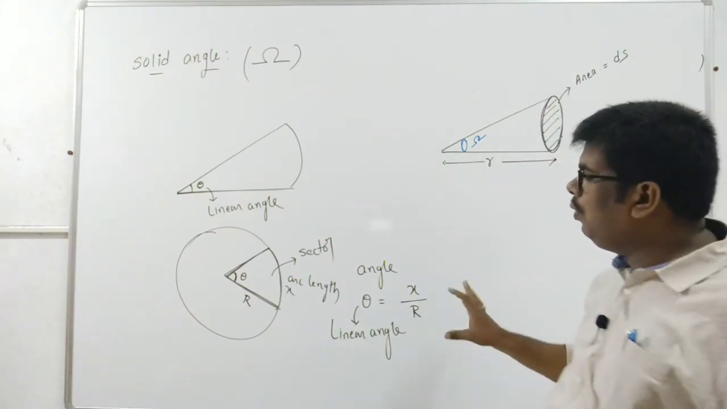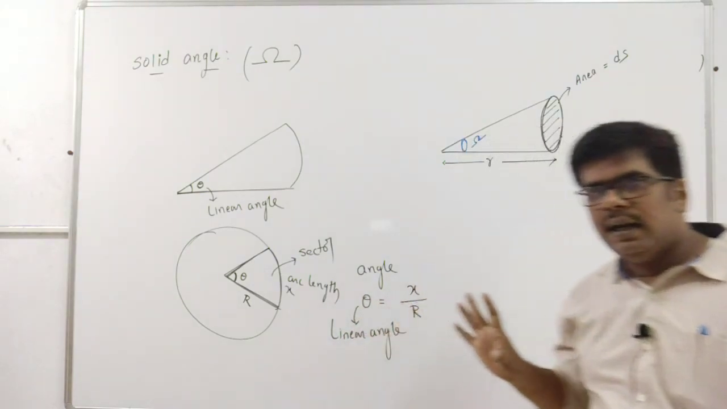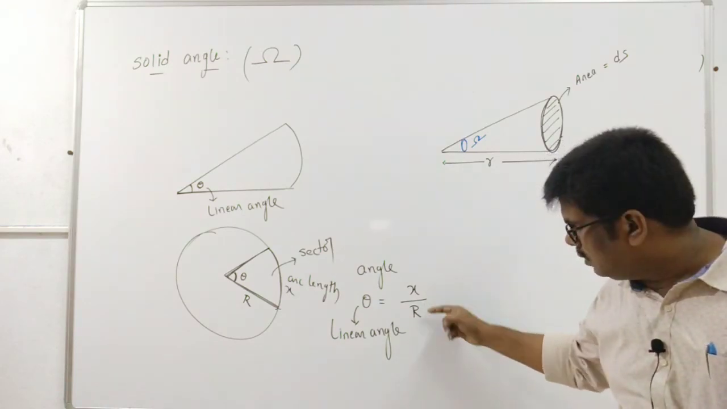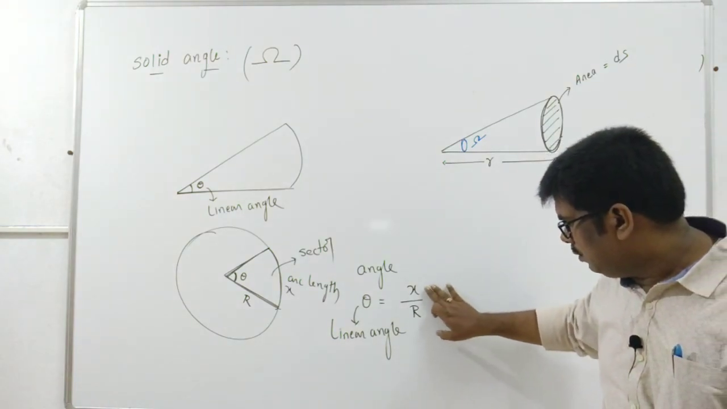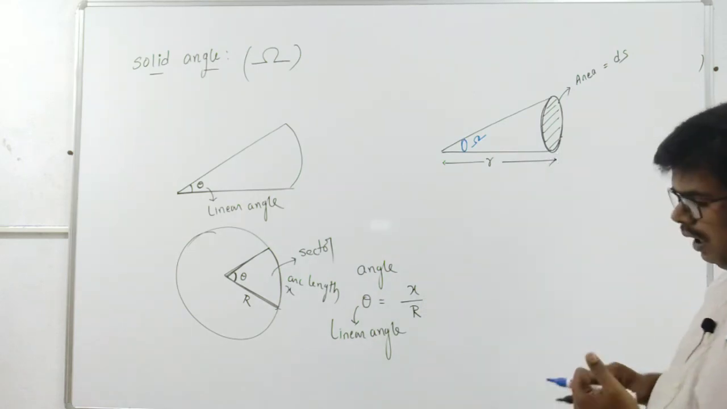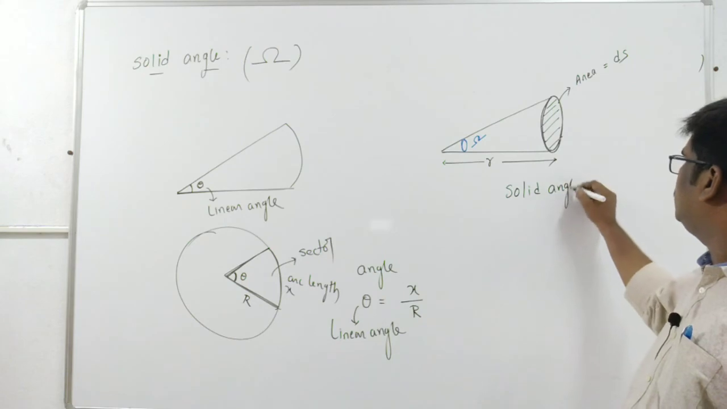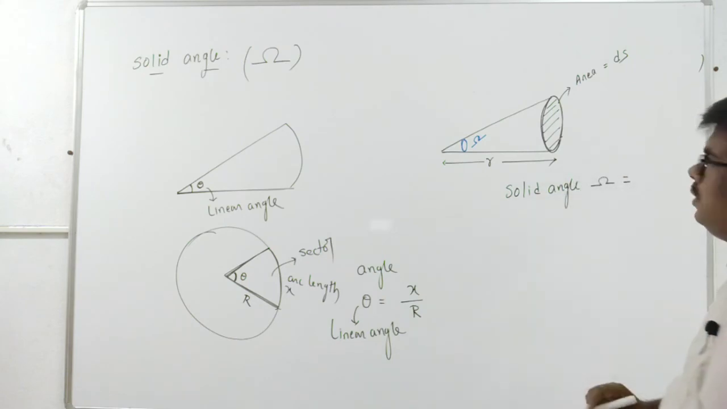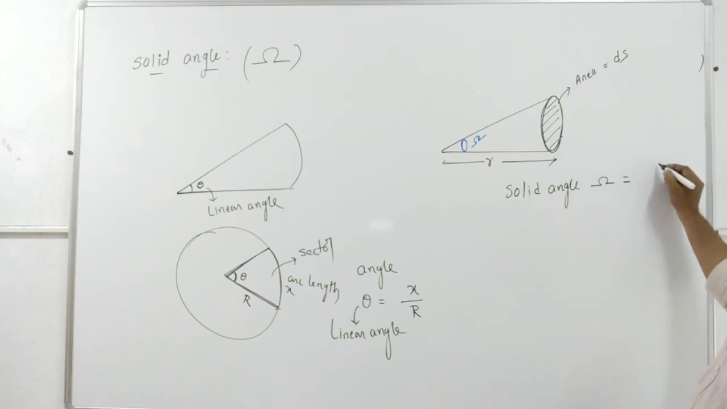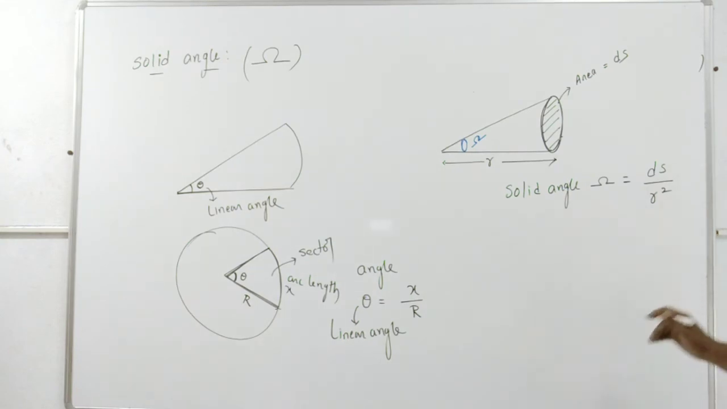So for this solid angle, we wrote the linear angle as length by radius. The linear angle is dimensionless, as the ratio is length by length. In the same way, how can we write the solid angle? The solid angle omega is equal to the lateral surface area ds by radius square. So you can understand this is also dimensionless.